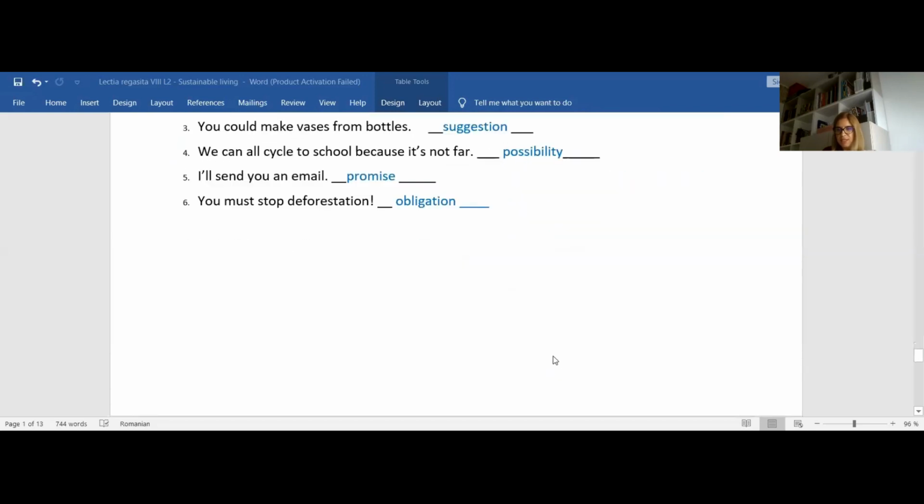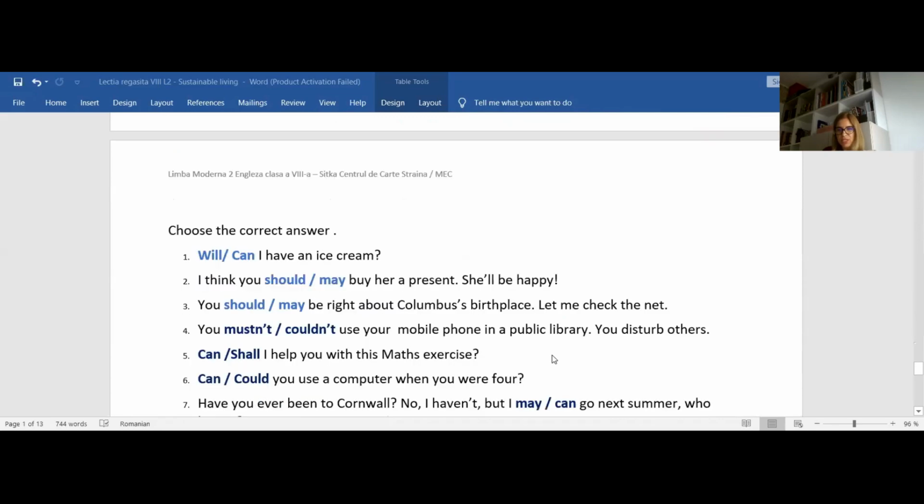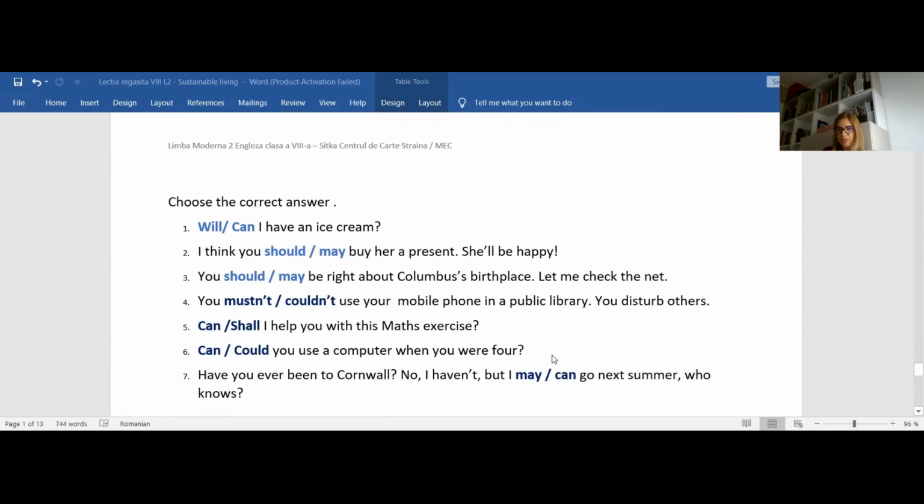And as a last exercise, which deals with modal verbs, I would like you to have a look at these statements and try to guess the correct modal verb. So, for the first example, will, can I have an ice cream? Number 2, I think you should, may, buy her a present. She'll be happy.